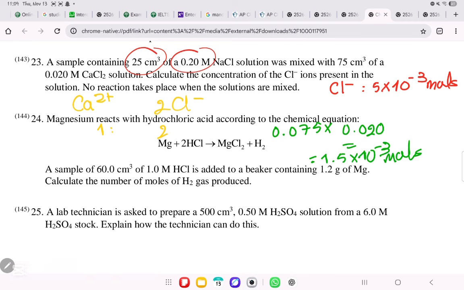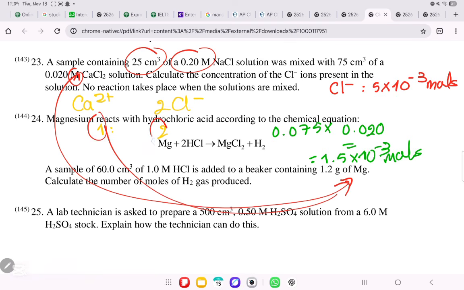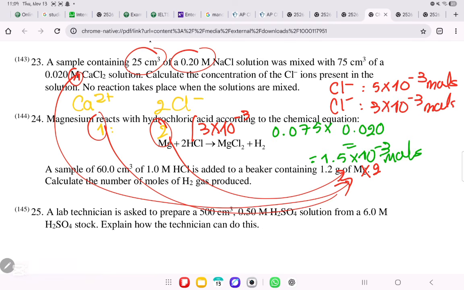Now, of course, this is not to ratio, okay? So 1 CaCl2 will give me 1.5 times 10 to the minus 3. So 1 Ca2 plus will give me 1.5 times 10 to the power of minus 3. And then 2 will give me 1.5 times 10 to the power of minus 3 times 2, which is 3 times 10 to the power of minus 3. So again, Cl minus is 3 times 10 to the power of minus 3 moles.